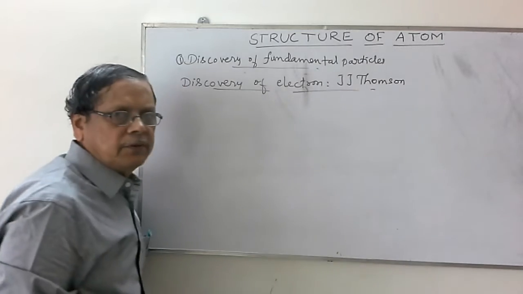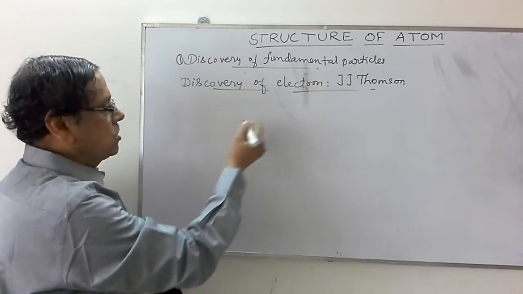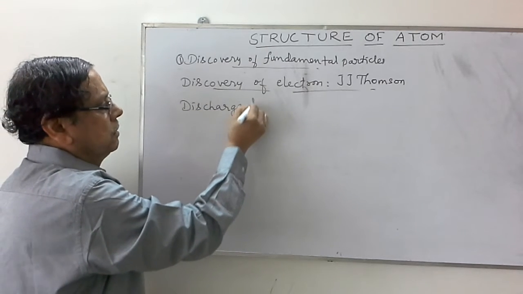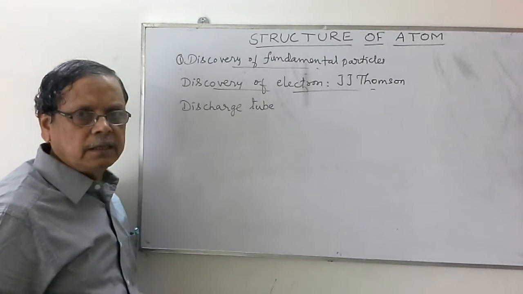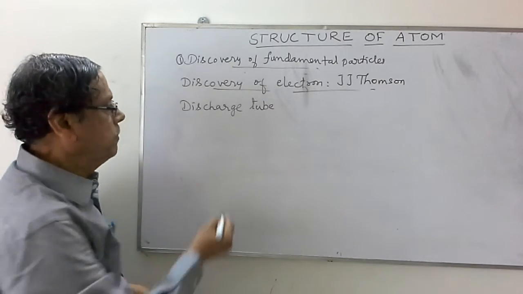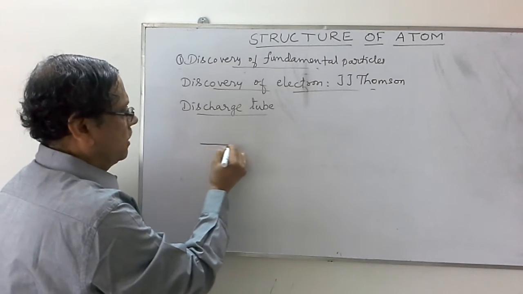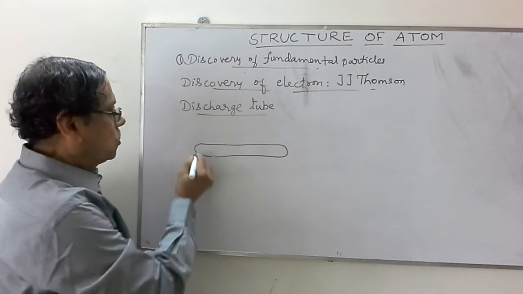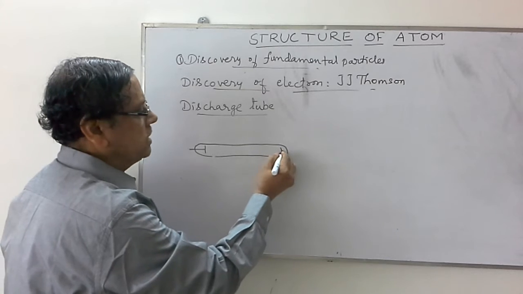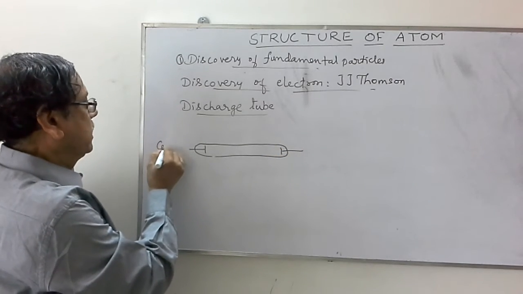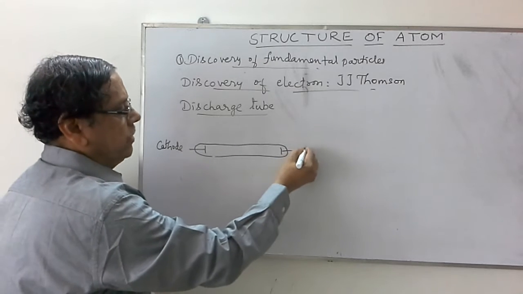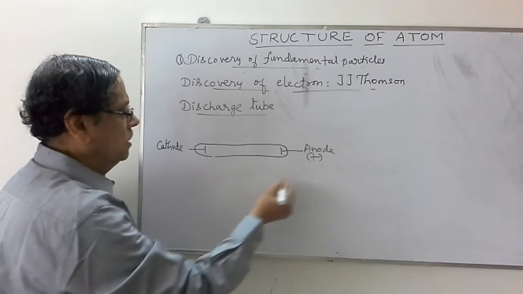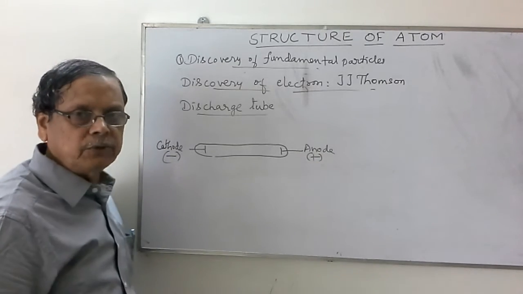When we consider this discovery of the electron, Thomson used a discharge tube. This is a hard glass tube closed at both the ends. There is a connection to the vacuum pump, etc. So this is the rough diagram for a discharge tube. There are two electrodes, one is cathode, the other one is anode. So this is the cathode, this is anode. Anode carries a positive charge, while cathode carries a negative charge.